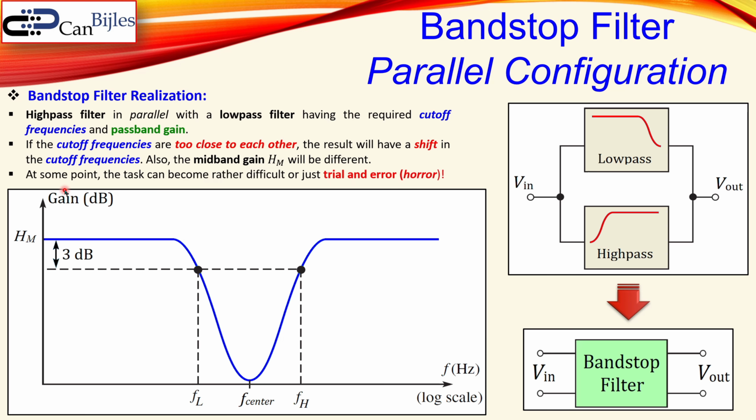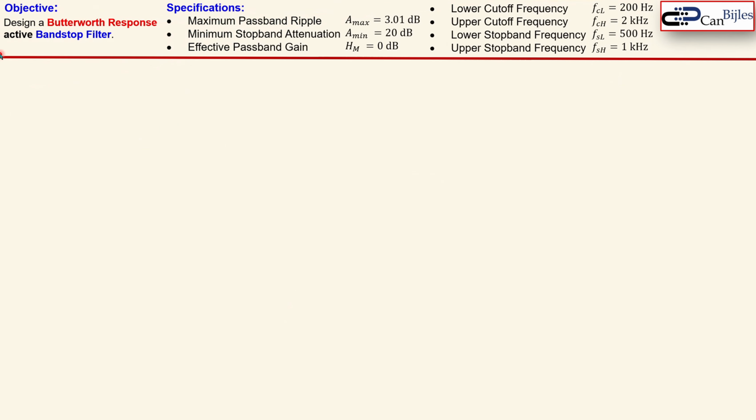Now, at some point, the task can be really difficult, and a lot of trial and error needs to be done, and that is also not really handy. For that, we need to use the GAFE algorithm. I have discussed that also in a separate video. But this time, we will use a wide band design, so we don't need to discuss the GAFE algorithm in this case. Okay, let's look at our design example.